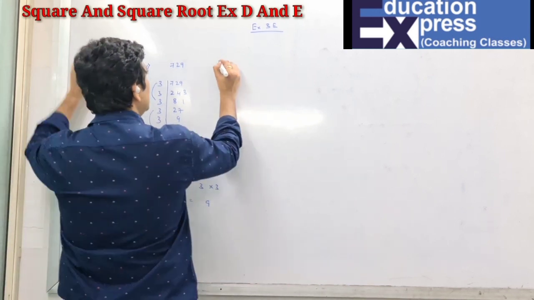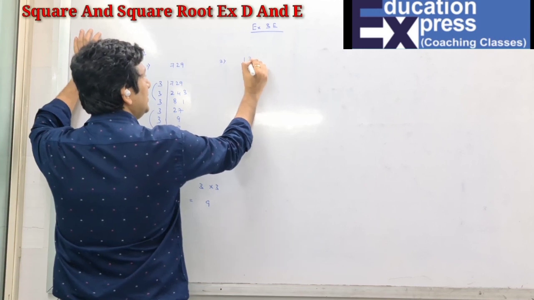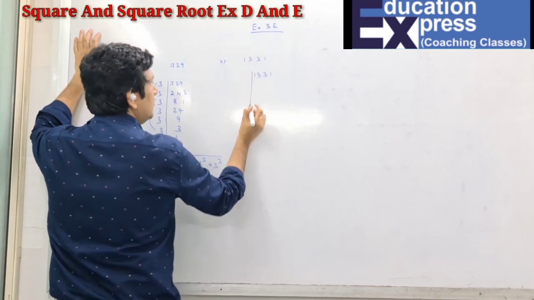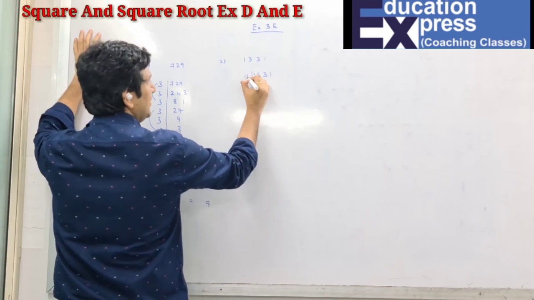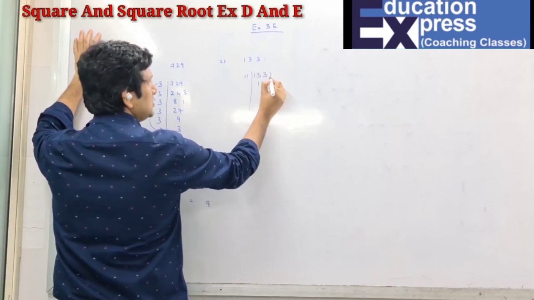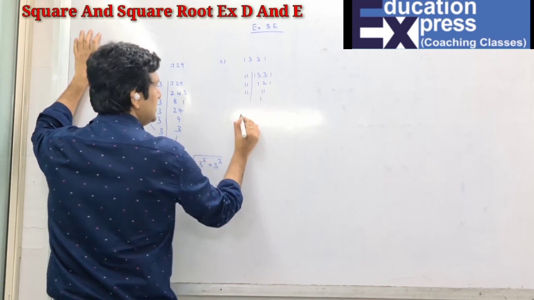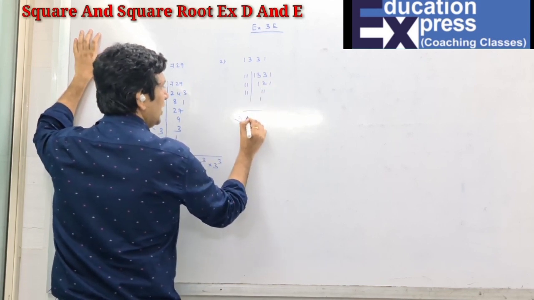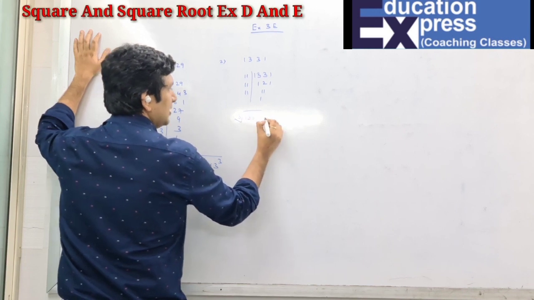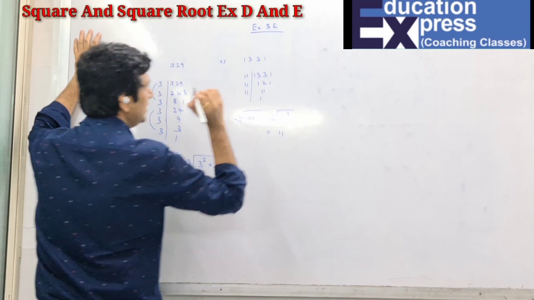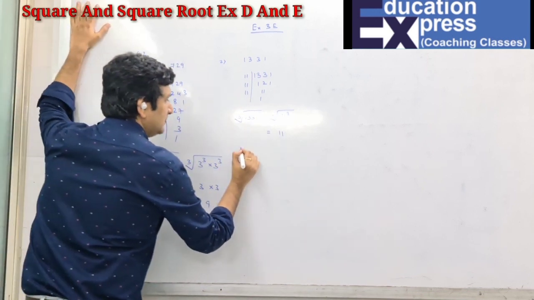Second part is 1331. So now over here I know it goes in the 11th table. 11 ones are 11, 11 twos are 22, 11 threes are 33. So again yes, cube root of 1331 is cube root of 11 cube. Again the 3 will get cancelled. The answer is 11.